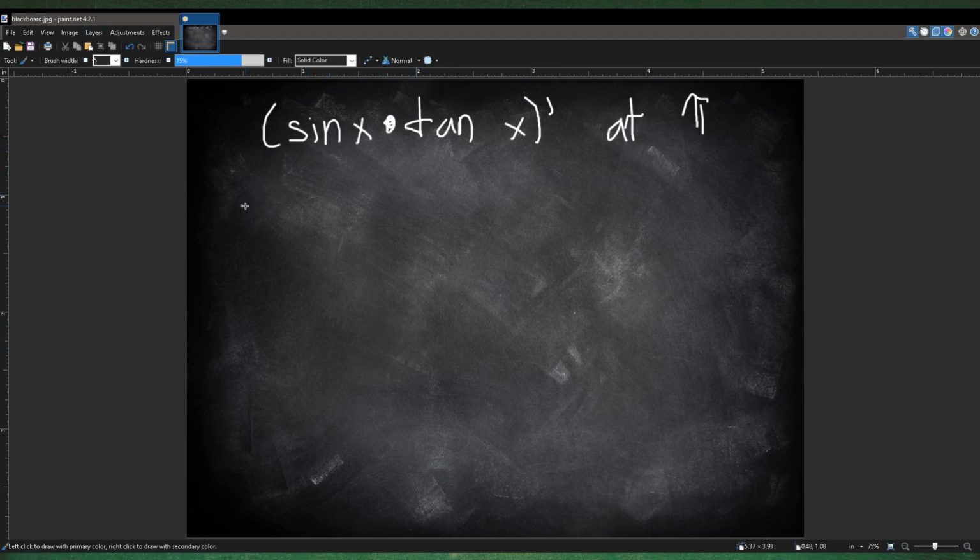So the derivative of sine of x is cosine of x, right? And the derivative of tangent of x, you don't need to know this now. If you want to prove it, you could split tangent of x into sine of x divided by cosine of x, and then do the derivative using the quotient rule. But for now, I'm just going to write it out for you so we save time. The derivative of tangent of x is secant squared of x, right?